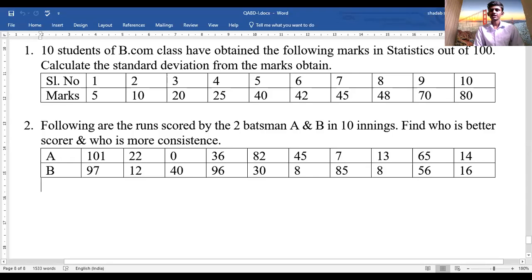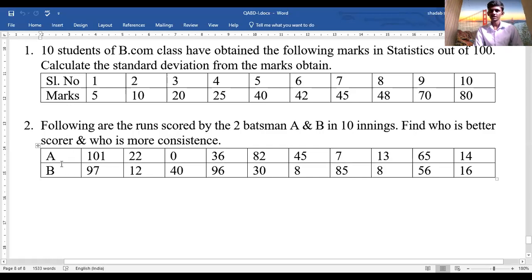Hi students, in the previous class we solved one numerical based on standard deviation. Today we are going to solve another question which is based on standard deviation. Just look at question number 2. Following are the runs scored by two batsmen A and B in 10 innings. Find out who is the better scorer and who is more consistent.